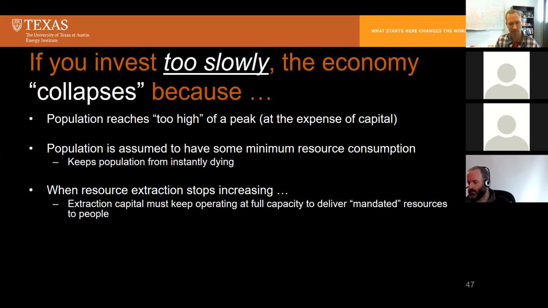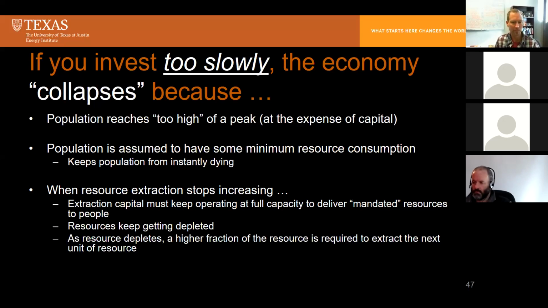But it's unable to do this physically, because as resources keep getting depleted, a higher fraction of the resource is required to extract the next unit of resource. So it's trying to deliver more to households, but the more it extracts, the less it's able to actually deliver to the households. And is there a tipping point, Dr.